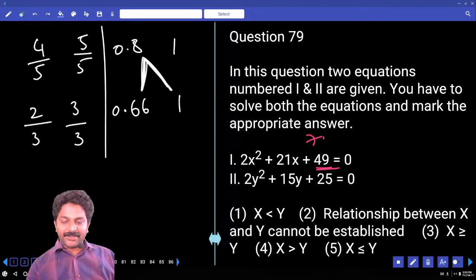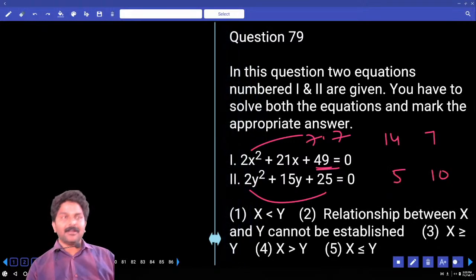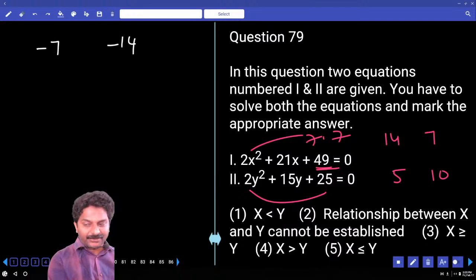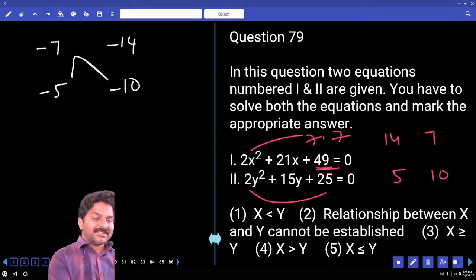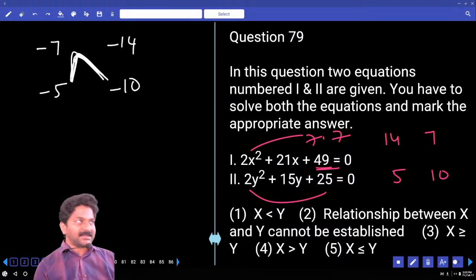49 we can write it as 7 into 7. 2 into 7, 14 comma 7. 2 into 25, 50. 5 into 10. Combination factors are minus 7, minus 14, minus 5, minus 10. Is this sufficient to answer the question? No relation again. Yes?